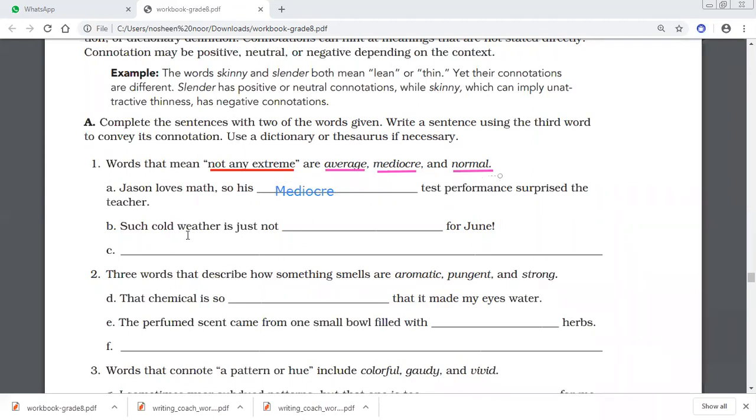Next is, such cold weather! Such cold weather is not dash for June. Now it is with an exclamation mark, which shows that this is something against what happens usually. It is totally different. It's totally abnormal. So it is against nature. It is against the regular pattern. So is it average or is it normal? By the way, there is a not. So it is not average or it is not normal for June. Not normal. Yes, it is not normal.